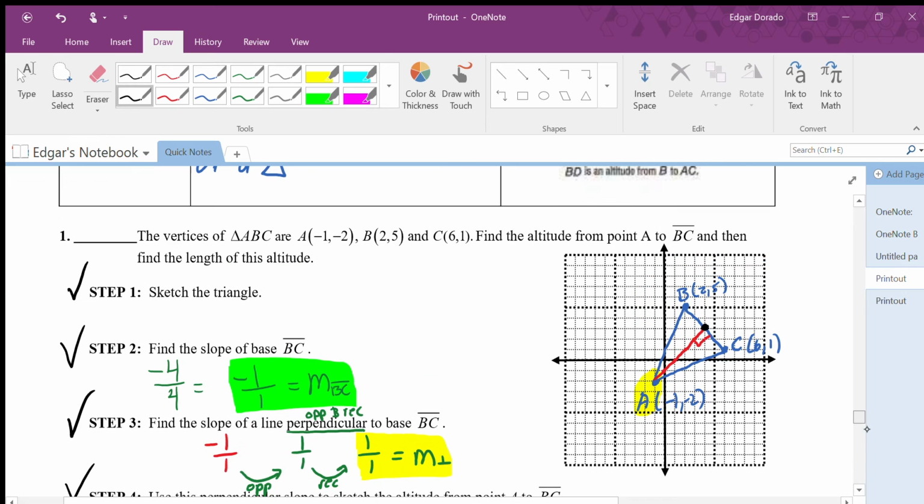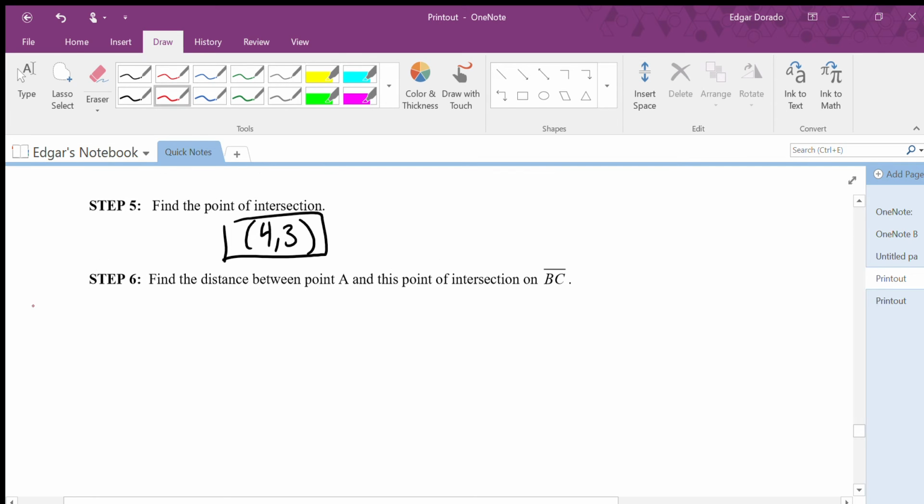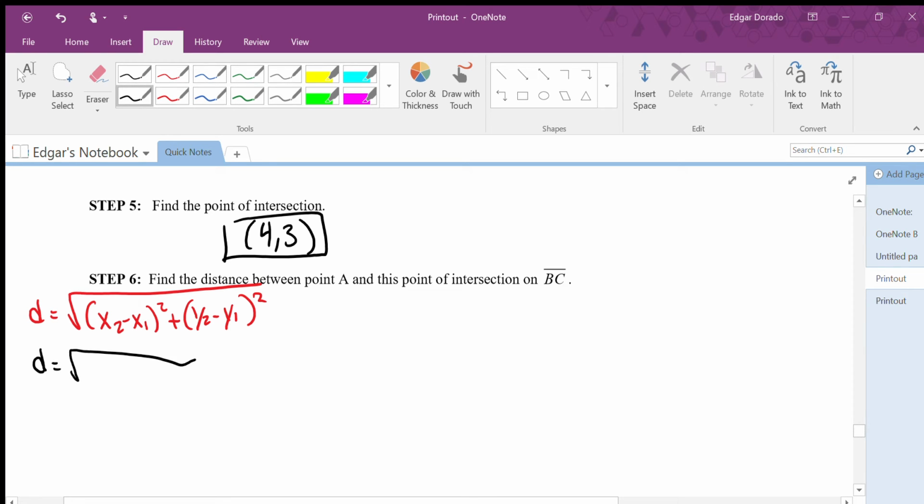Well, okay, that shouldn't be that hard. This was, what did I say? This was 4, 3. So I have to find the distance between A and this new point right here. All right, we know how to do that. We just have to do the distance formula. So let's apply it. And just so we can recap, distance formula is the square root of x2 minus x1 squared plus y2 minus y1 squared.